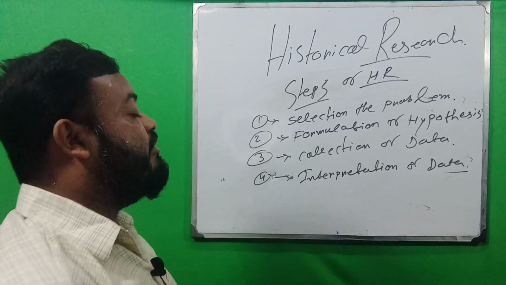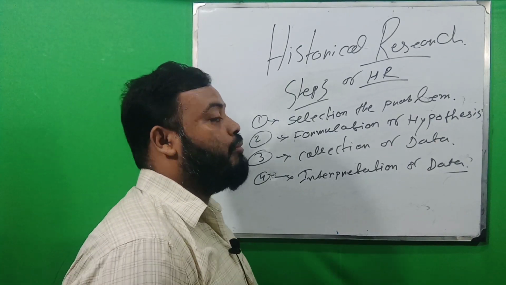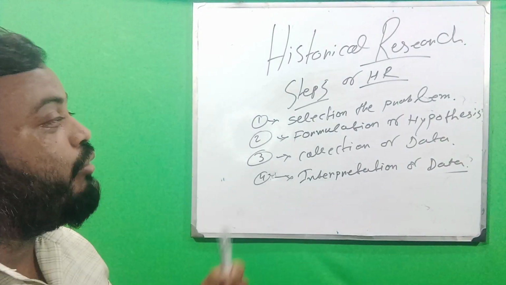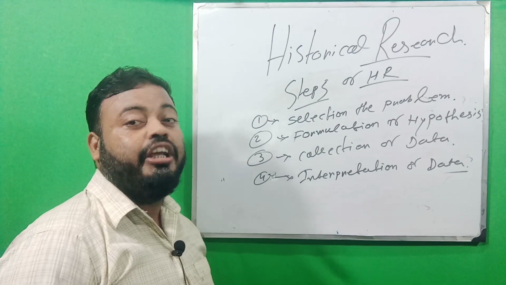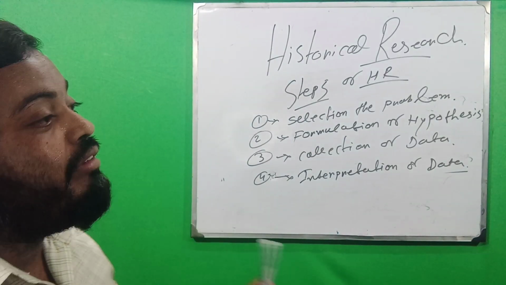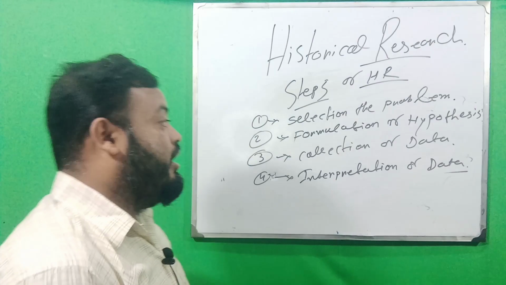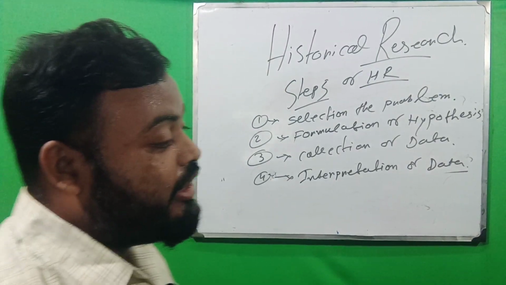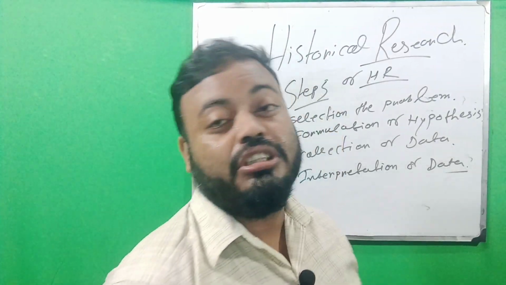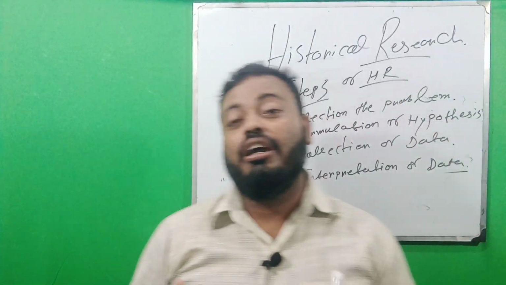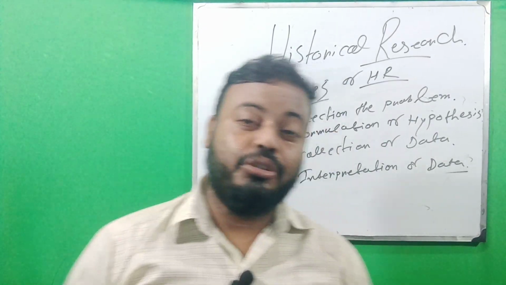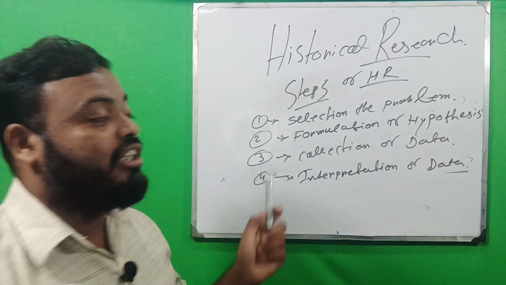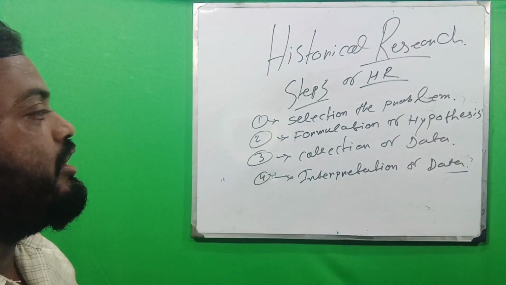At first is the selection of the problem. The researcher wants to identify a particular problem to research. At first he must be aware of the particular problem, and first he selects the problem. Next is formulation of the hypothesis. Historical research does not always use a hypothesis, but sometimes it does, and sometimes it uses objectives. So here the researcher must formulate the hypothesis or the objectives.